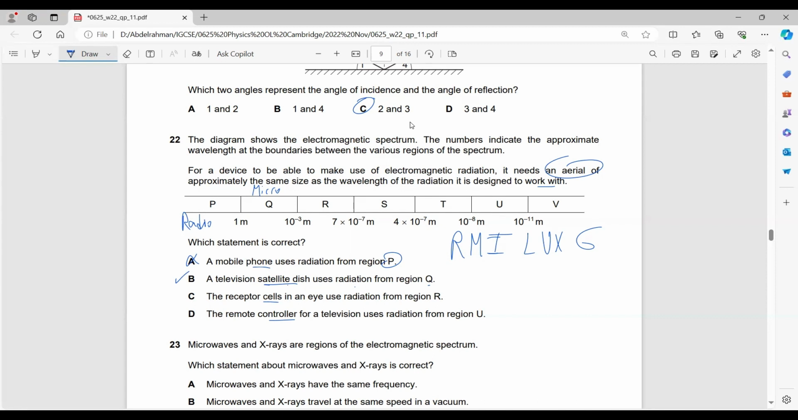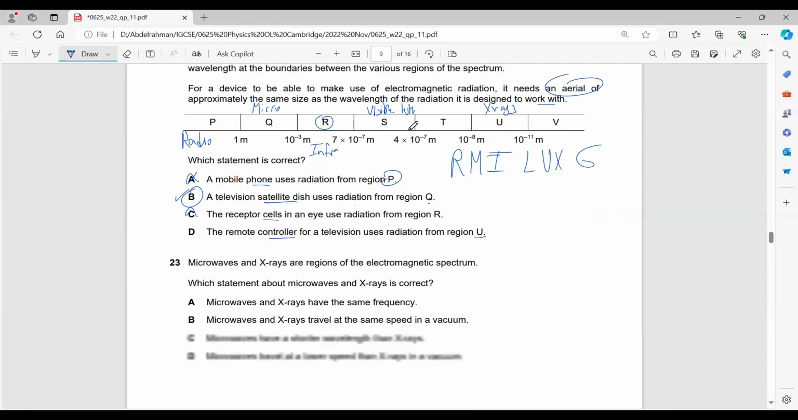Receptor cells in an eye use radiation from region R, infrared. We do not have infrared vision. We have light vision. We can see the light. We can see the visible light, which is S. Okay, visible light. So this is wrong. The remote controller, we know that the remote controller uses infrared. So it's not from region U. Region U is the X-rays. So definitely B is the correct answer.